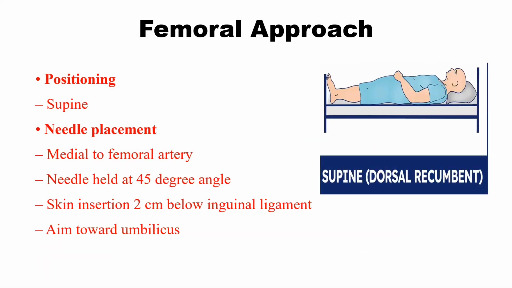Next, we are moving to the femoral approach. Here we have to maintain the supine position of the patient. For needle placement, we select medial to the femoral artery, with the needle held at a 45 degree angle, and skin insertion 2 cm below the inguinal ligament, aiming towards the umbilicus.